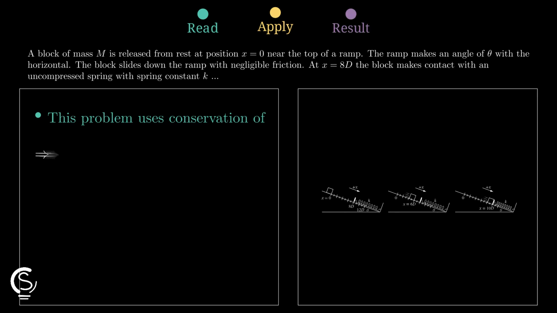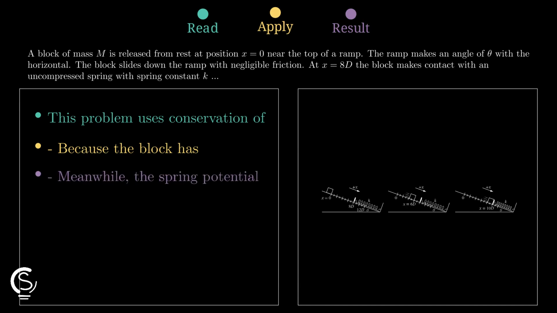The block is still not in contact with the spring, so U sub S equals 0. Because the block moved from x equals 0 to 6D, it descended 6D sine theta.